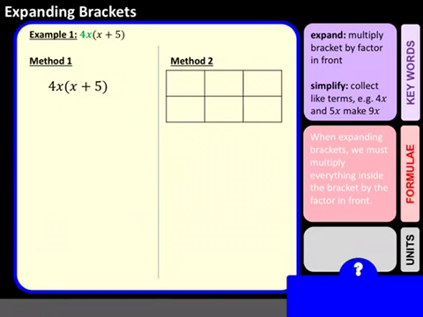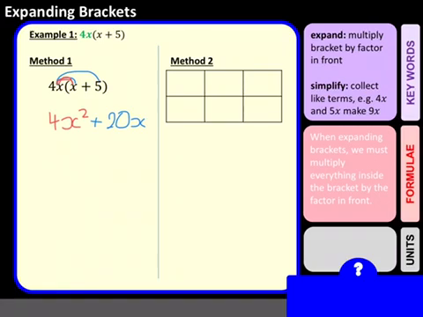So method number one simply says that whatever's in front of the bracket, we need to times everything inside the bracket by it. So in that first hop across, 4x times x, that's going to give me 4x squared. And in the second hop, 4x times 5, that's going to give me positive 20x. I'm going to write it as plus 20x. And that will be our final answer.